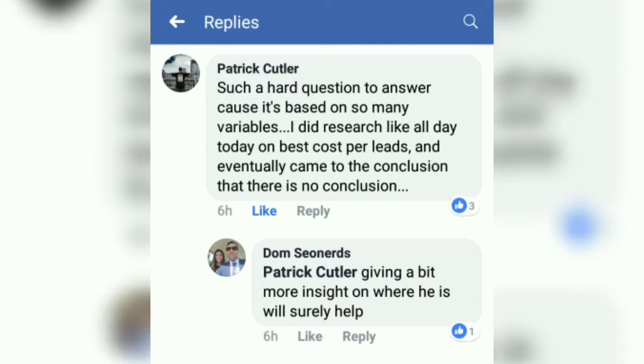So Patrick says it's such a hard question to answer because it's based on so many variables, and he would do research, see the best cost per leads, and eventually come to a conclusion. So I hear you, Patrick, and I believe what you're saying is correct. Even though I do the research, sometimes I don't end up with a conclusion, and a lot of us don't end up with a conclusion. So what's the answer then?